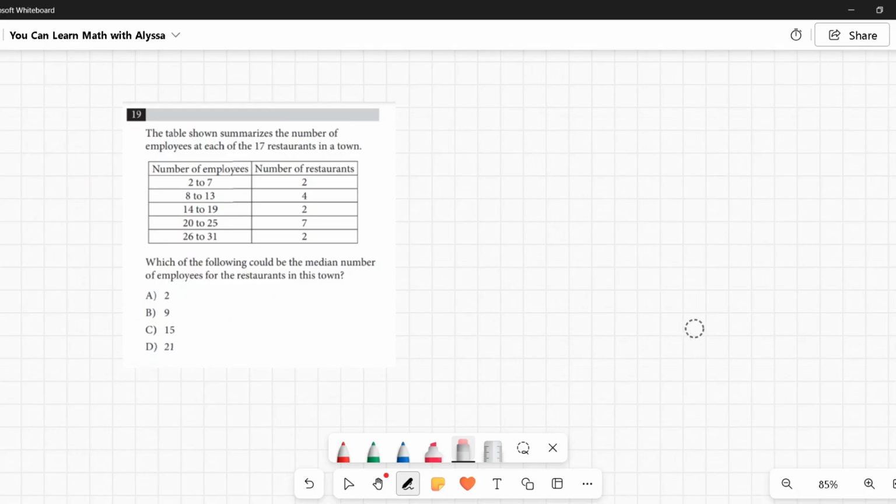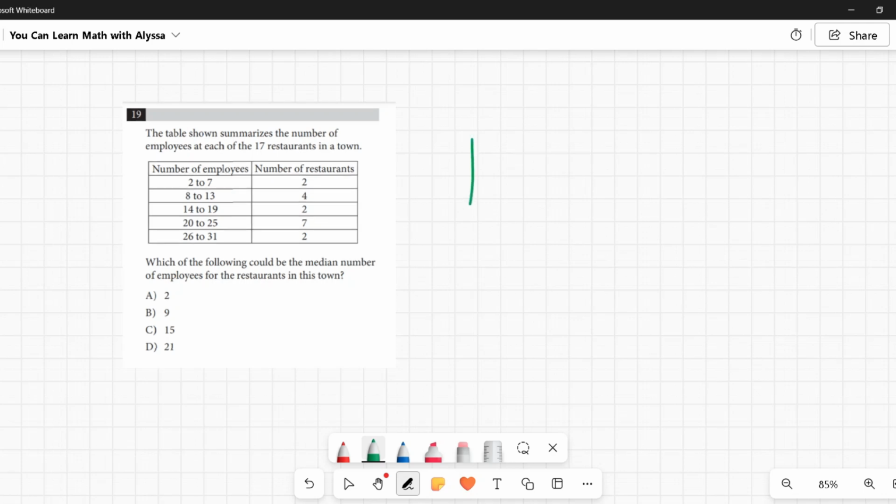Number 19. The table shown summarizes the number of employees at each of the 17 restaurants in a town. Which of the following could be the median number of employees for the restaurants in this town? They're testing our knowledge of what median is for a data set.